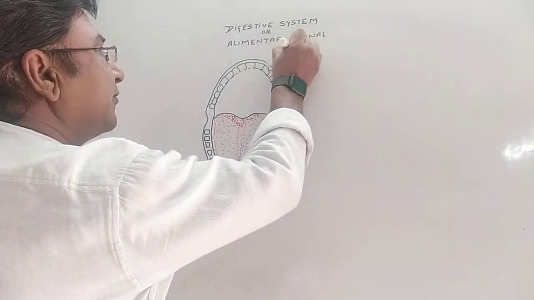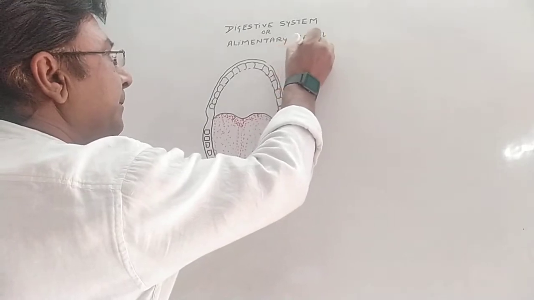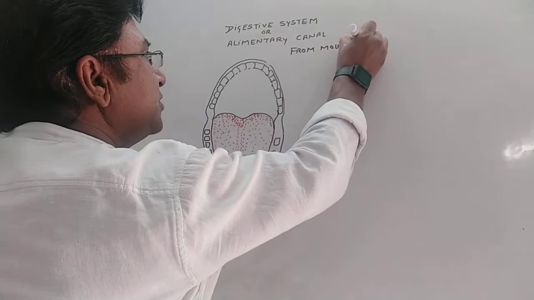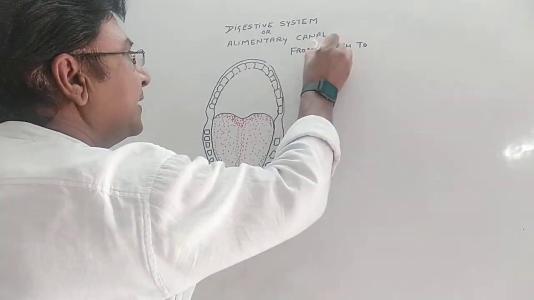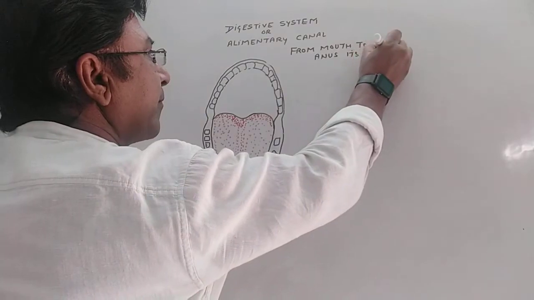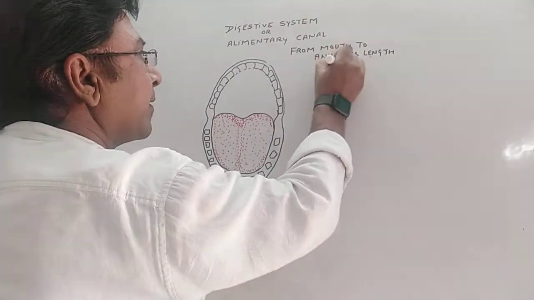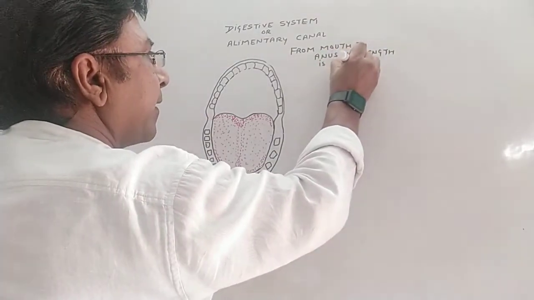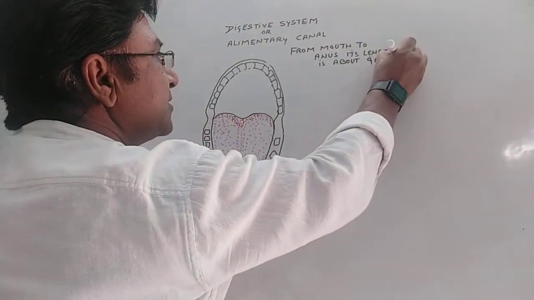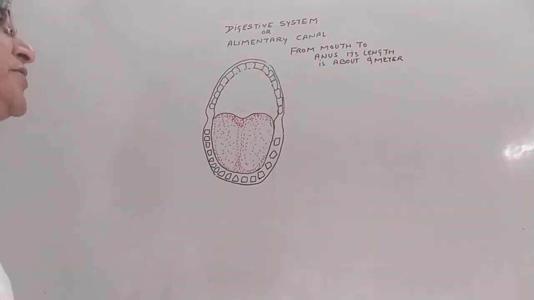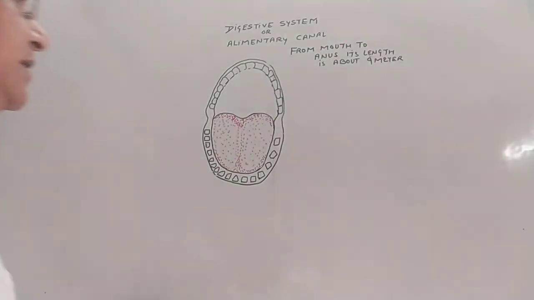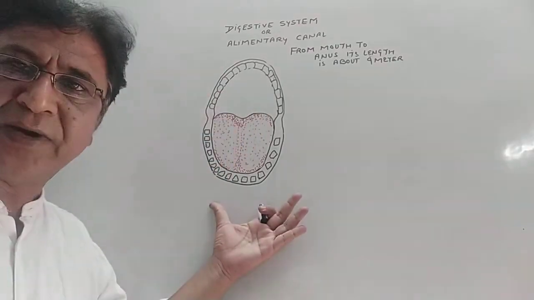One thing you should remember: from mouth to anus, its length is about 9 meters. So the digestive tract or alimentary canal in our body is about 9 meters in length. So the first part is the mouth.